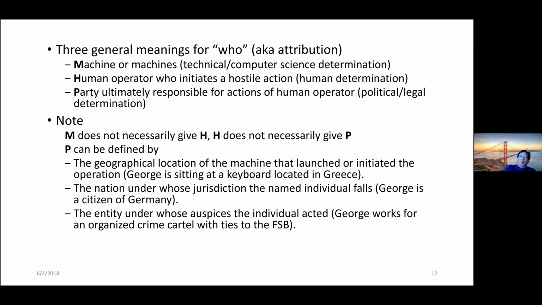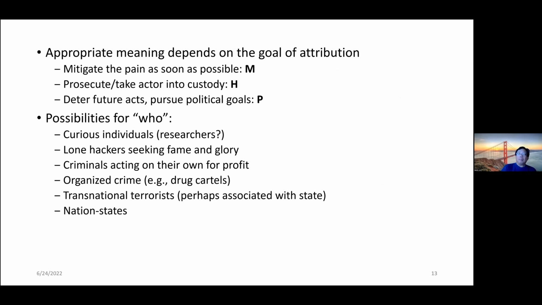Or it's the entity under whose auspices the individual acted. George works for an organized crime cartel with ties to the FSB. So it's either the crime cartel or it's the FSB. Or, well, okay. So which of those you care about has to depend on what you're trying to do.